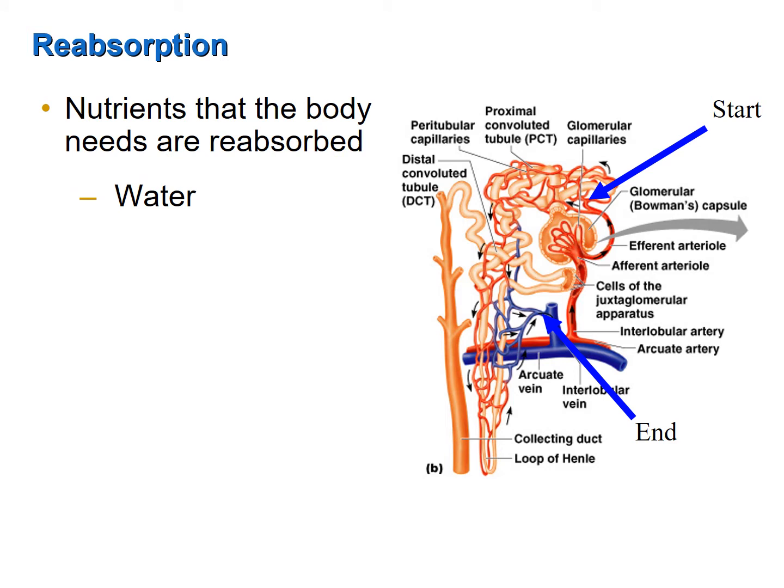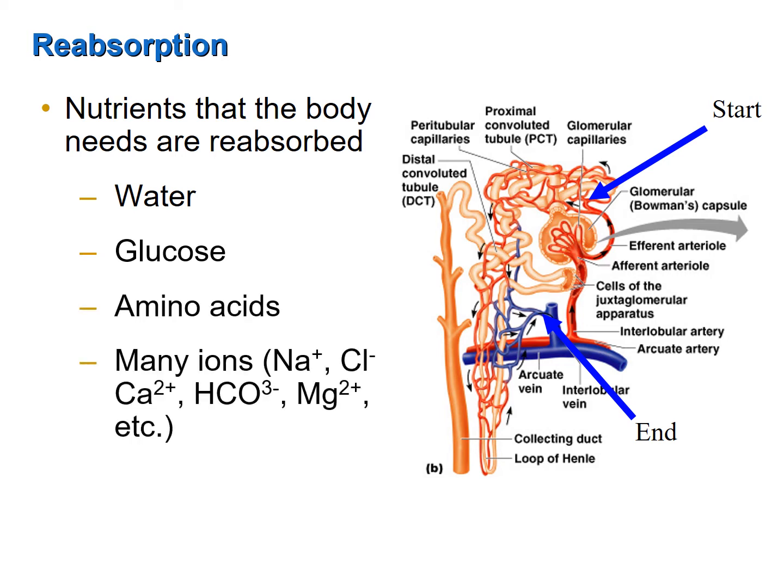Substances that the body needs and that we don't want to lose through the urine are now going to be reabsorbed. Substances like water, a great deal of water is going to be reabsorbed to prevent dehydration, and nutrients like glucose, amino acids, as well as many different ions that the body needs will be reabsorbed.